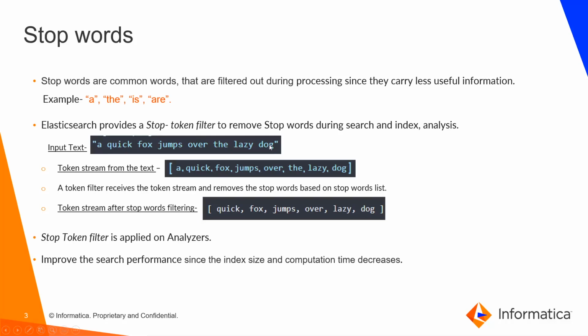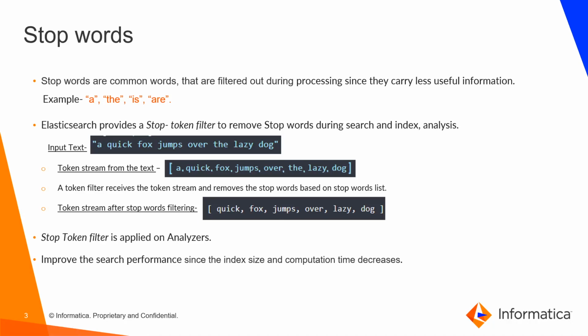Stop words are high-frequency words in our dataset that carry less useful information. Example: a, the, is, are, etc. Elasticsearch provides a stop token filter to remove stop words during search and index analysis. For example, we have the input text field with the value "a quick fox jumps over the lazy dog."